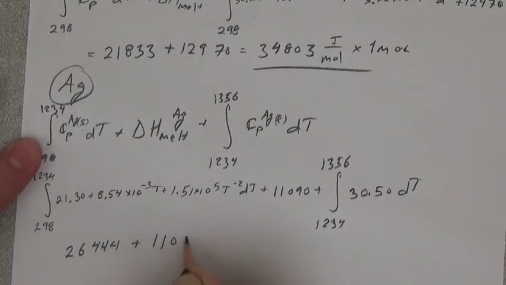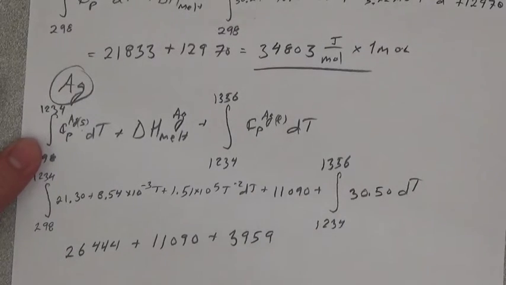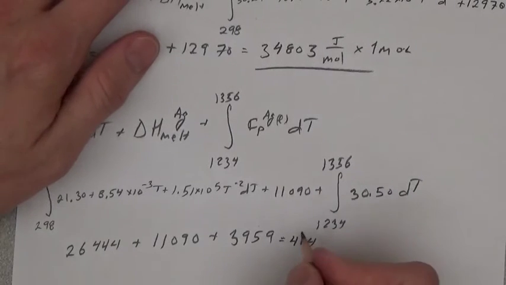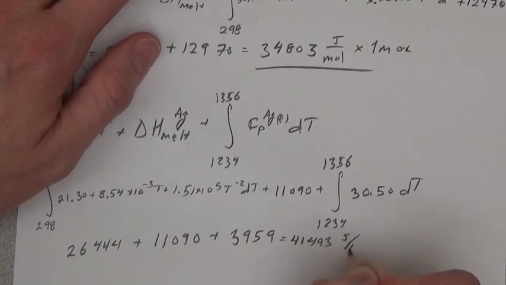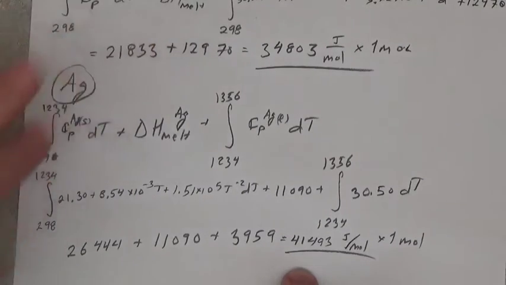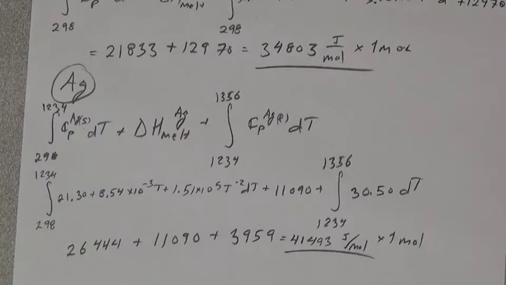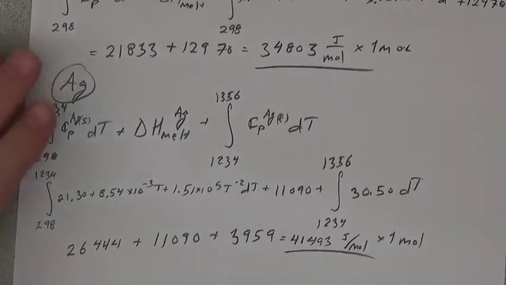And these together give us 26444 plus 11090 plus 3959, which is equal to 41493 joule per mole times 1 mole. So that gives us the enthalpy to raise the temperature of solid silver to 1356 and transform it to liquid. Okay?